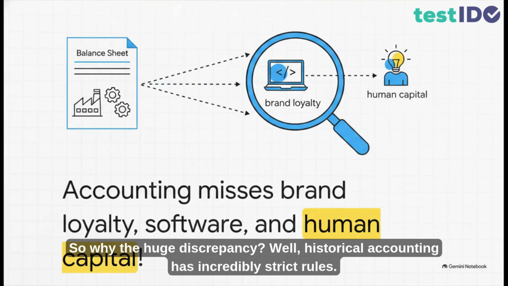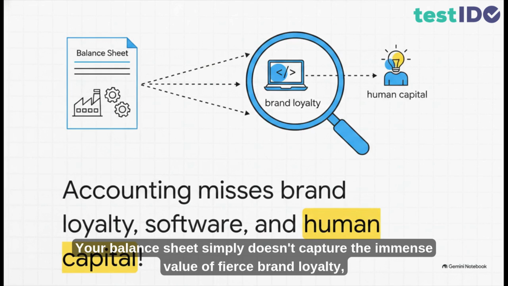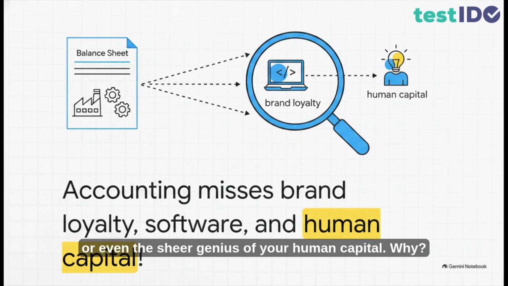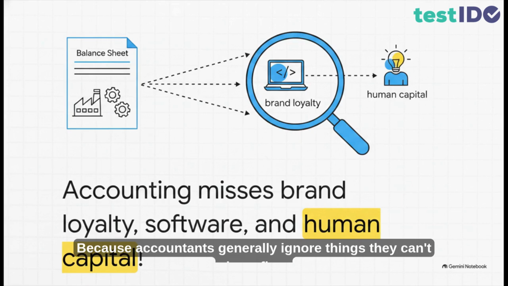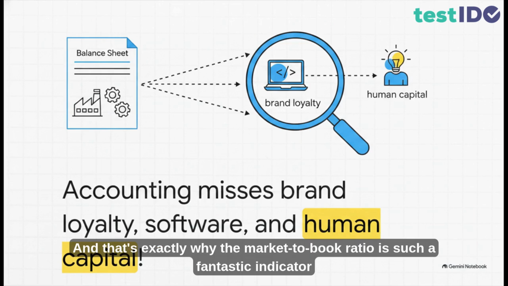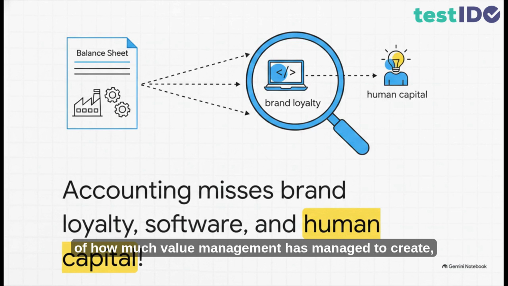Well, historical accounting has incredibly strict rules. Your balance sheet simply doesn't capture the immense value of fierce brand loyalty or proprietary internal software, the potential of a pending patent, or even the sheer genius of your human capital. Why? Because accountants generally ignore things they can't slap a firm physical price tag on. But the market price? The market price factors all of that invisible value in. And that's exactly why the market-to-book ratio is such a fantastic indicator of how much value management has managed to create above and beyond just the raw physical assets.